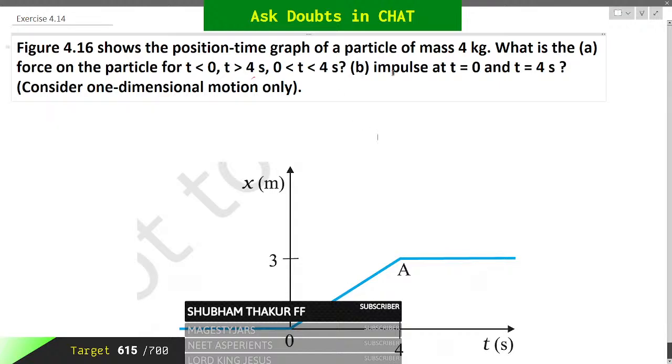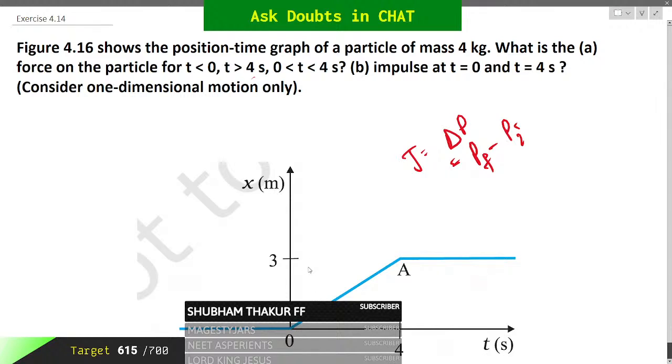And in the next question, we have to find out the impulse. Impulse is the change in momentum. So impulse J would be equal to change in momentum, or p final minus p initial. When we have to calculate the impulse at time t equals 0, the final momentum would be mass times its velocity. Now how to calculate the velocity? Velocity is the slope of this plot, and to find the slope of this plot, this angle is theta.